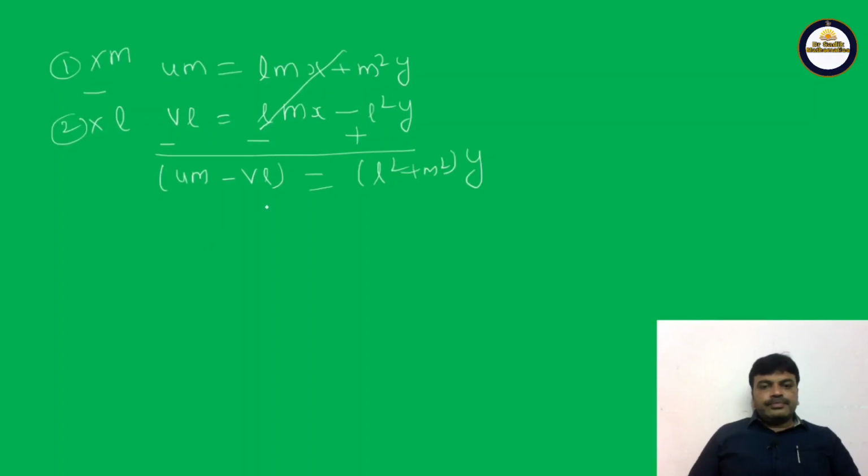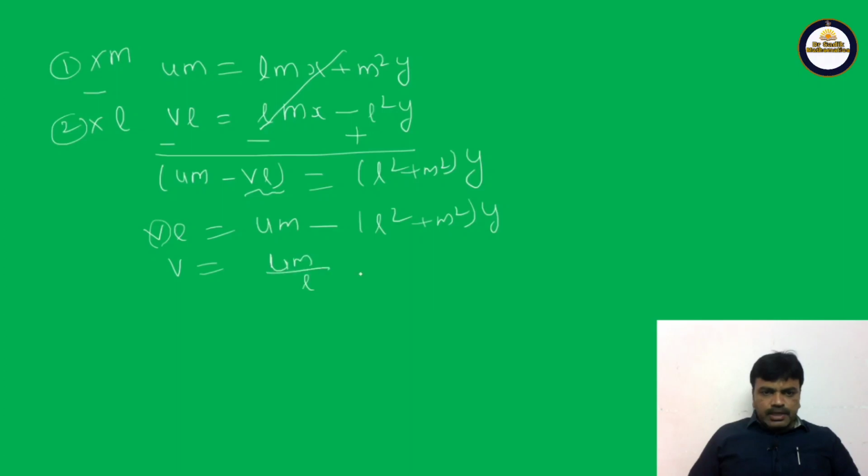Now we need v, so this can be written as positive vL equals um minus L square plus m square into y. Now we need only v, friends, so dividing by L, we get v equals um/L minus (L square plus m square)/L into y.